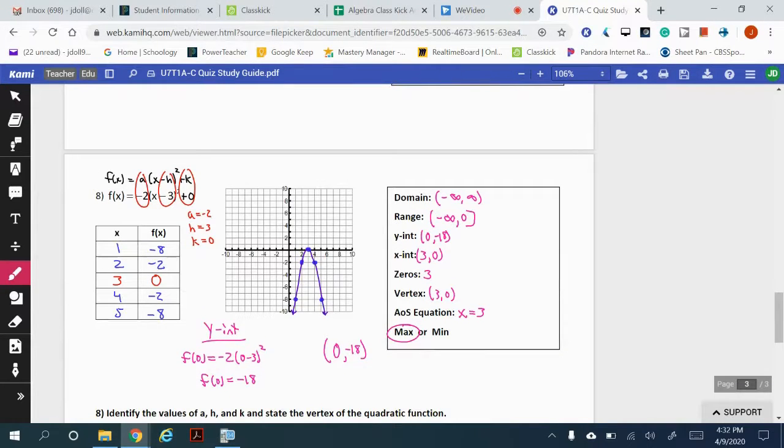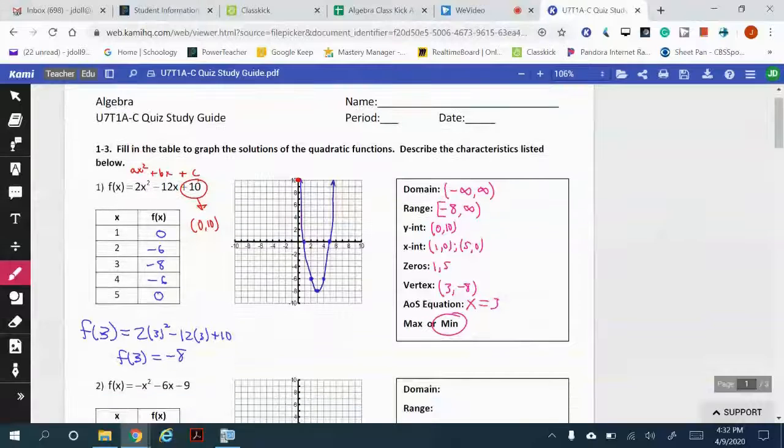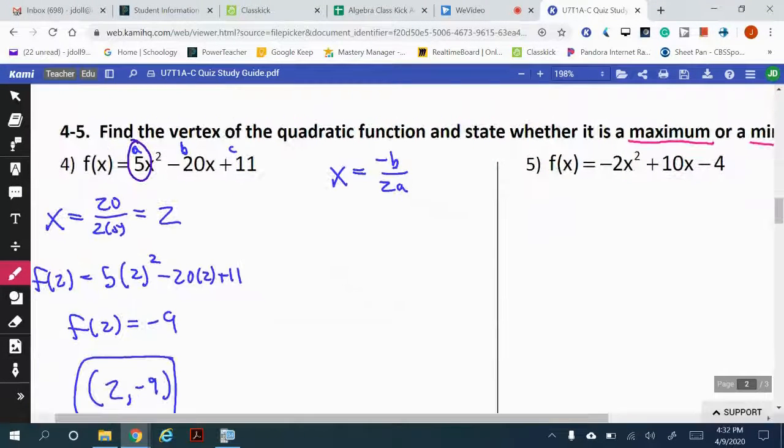It's a mountaintop. Well, look at the A values. When it opens down and we have a maximum, A is negative 2. When it opens up and the vertex is a minimum, A was positive 2. So what we talked about in the notes, and we should remember here, is that the sign of the A value tells you which direction the parabola is going to open, and that is also telling you whether the vertex is a max or a min.